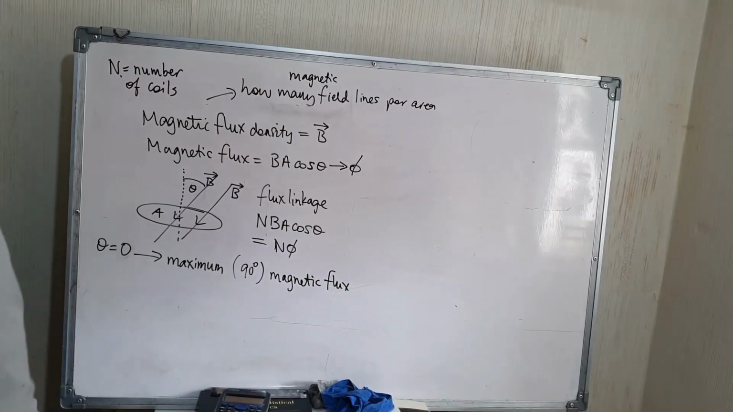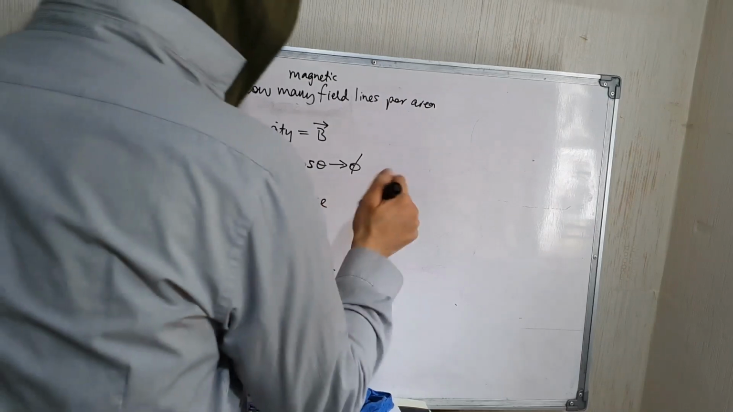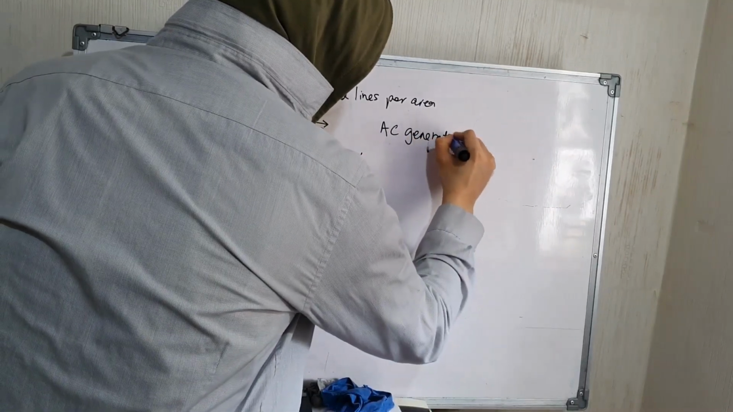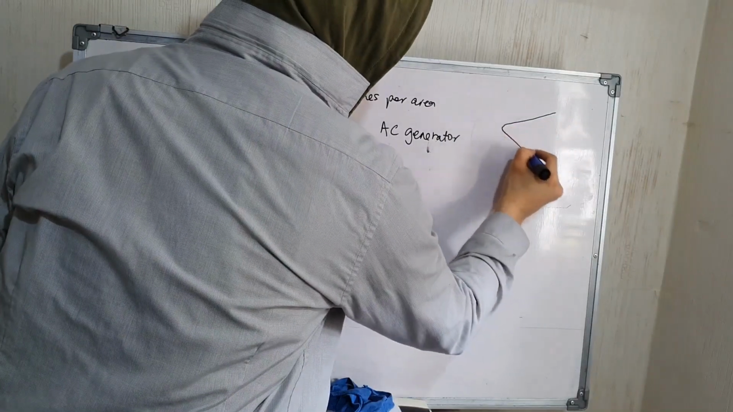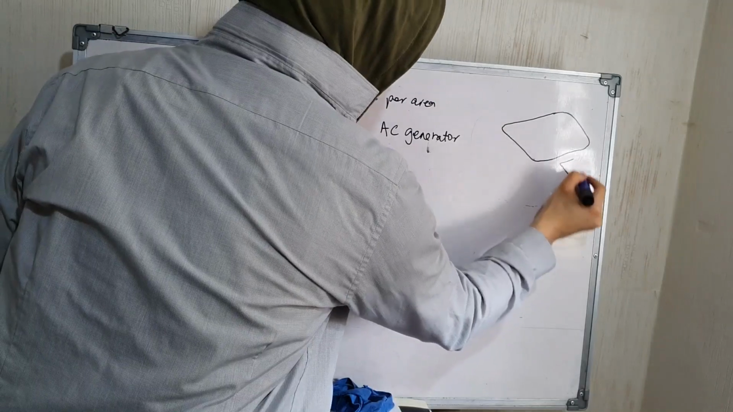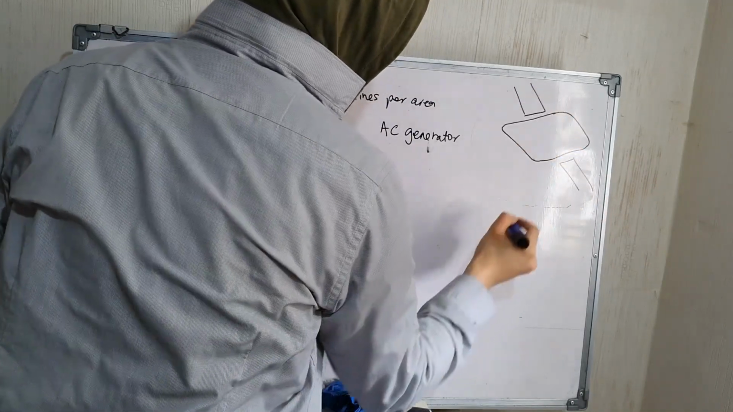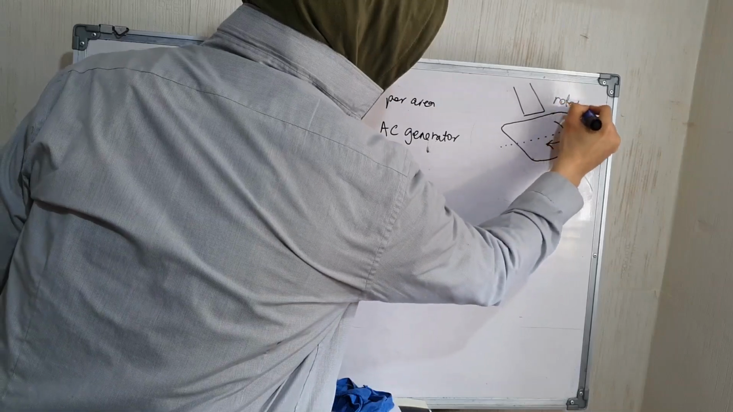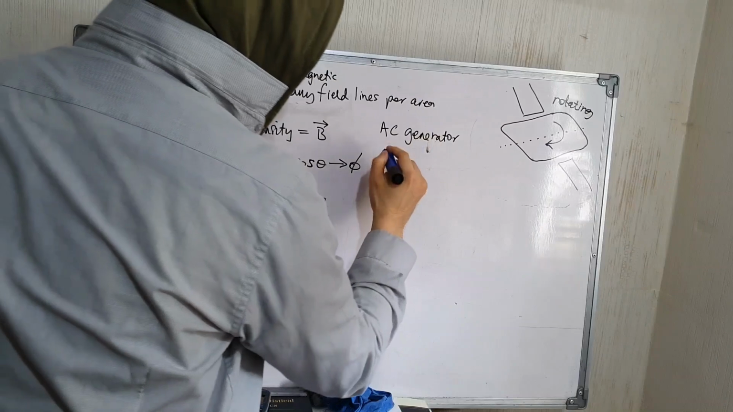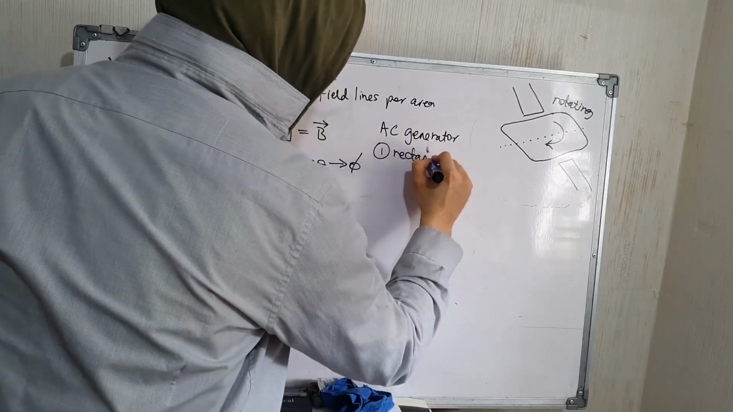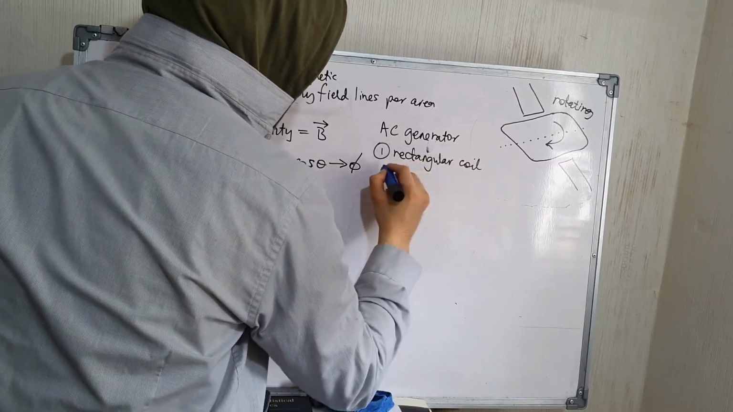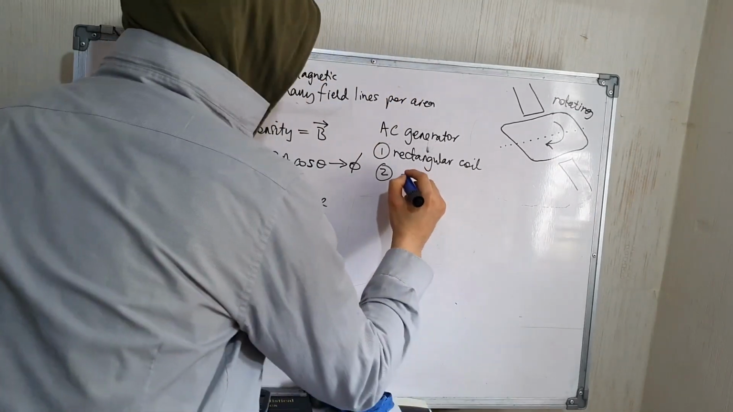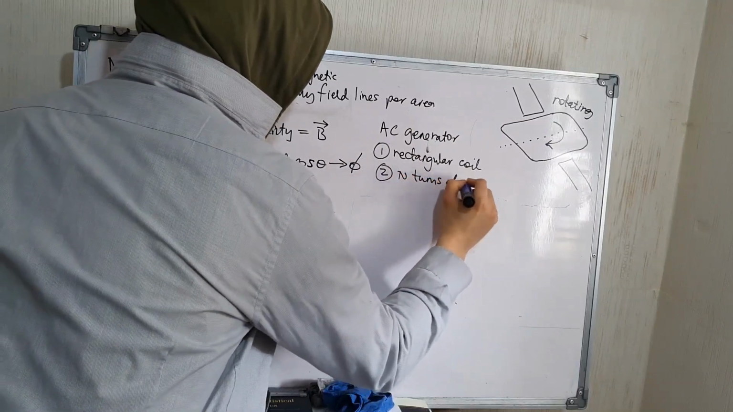All right, so now let's draw a diagram for one AC generator. What does it involve? You have a rectangular coil, you have magnets, and it's rotating. So number one, it has a rectangular coil. Number two, it has N turns of coil.